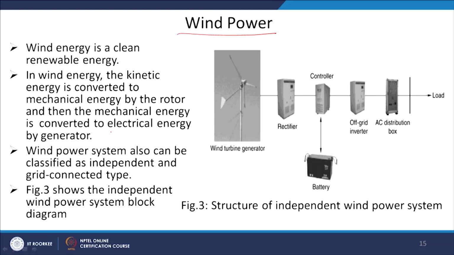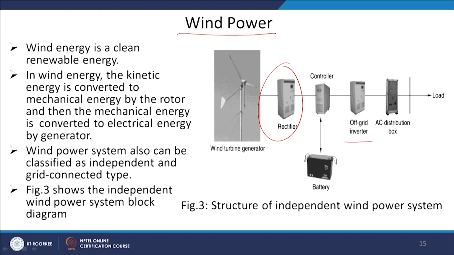Wind power systems can also be classified as independent and grid connected type. So, this is the system: you have wind power, thereafter we may have a rectifier, and a controller. Essentially it controls the flow of this power, because if there is extra power, this is something called wind farm commitment. If the load does not require that extra power, it will be put into the battery, and ultimately this will be monitored by the controller.